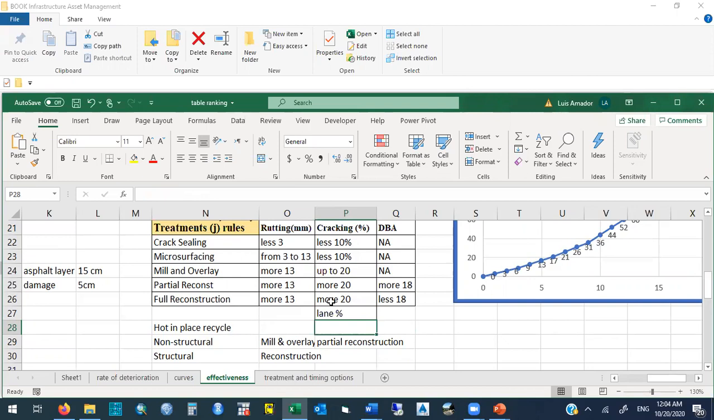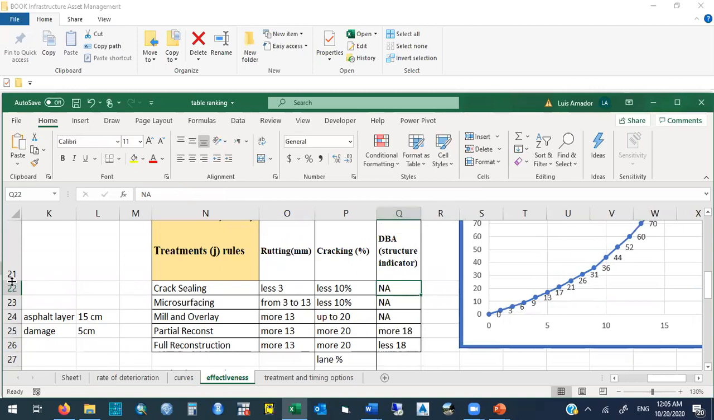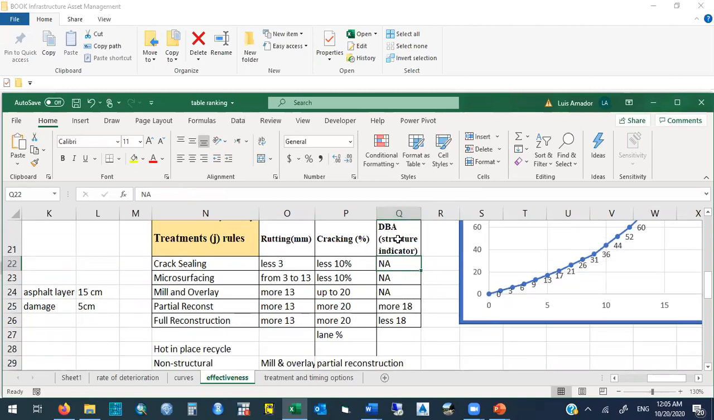Okay. Now, partial reconstruction means something is wrong with the structure. And for that, we need an indicator of the structure. We could have used the structural number if you want. The problem is whether we know how to measure that structural number with machines when we go and do data collection in the field. And we don't have anything to do that. So this is why typically we rely on deflectometers.